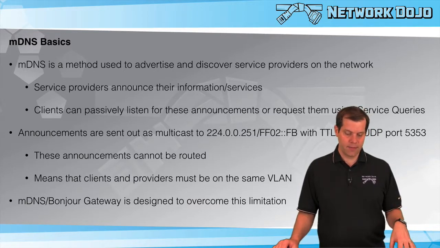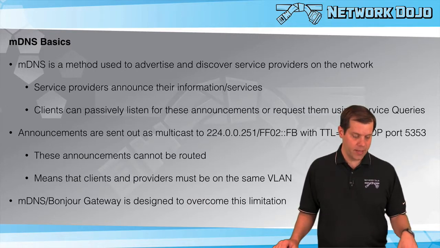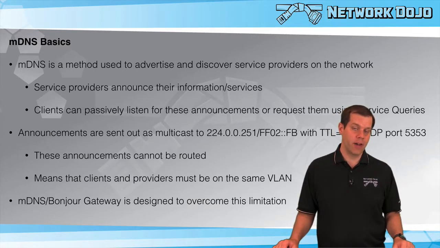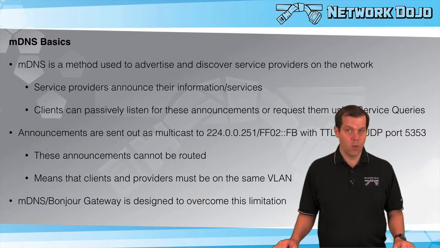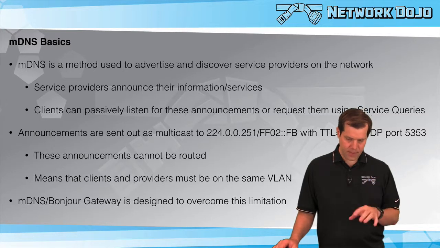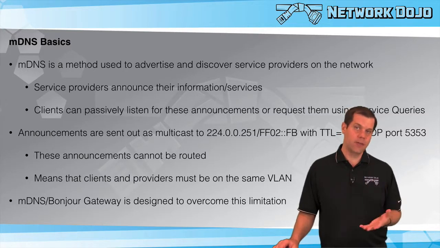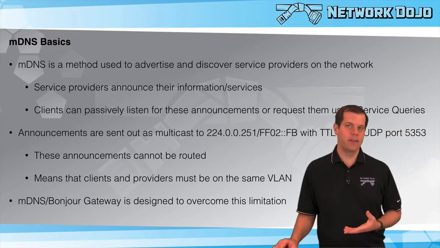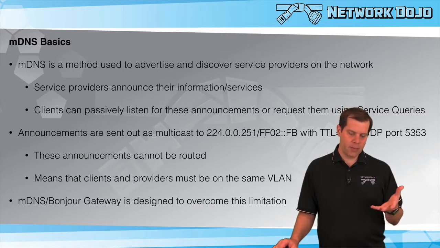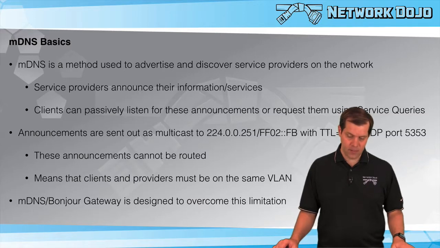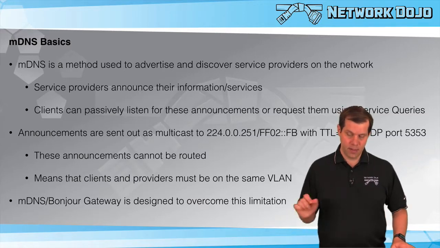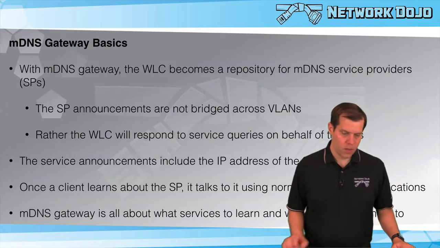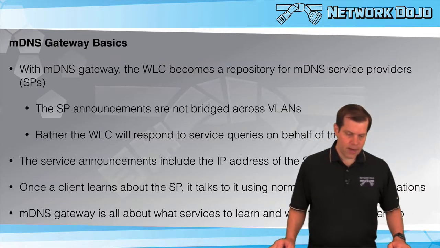So the clients and providers, for this to work by default, must be on the same VLAN. Otherwise, the clients will never hear the advertisement from the providers and won't know about them. This limitation, that they have to be on the same VLAN, works perfectly in a home network, not so great in a corporate environment. That's where mDNS or Bonjour Gateway comes into play. It's designed to overcome this same-VLAN limitation. So, mDNS Gateway on our controllers.